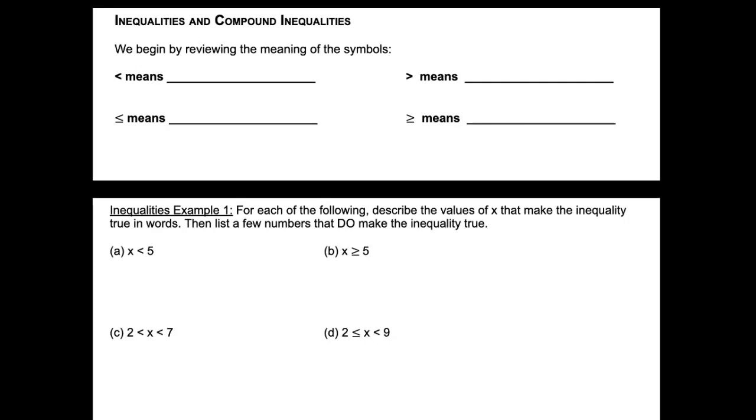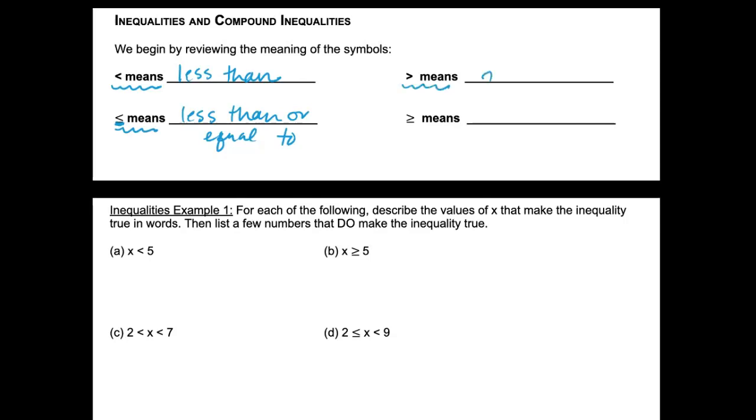Let's talk about inequalities and compound inequalities. And we're going to start by looking at these symbols and doing a review of what they each mean. And so this symbol up here in the top left means less than, not including. This one right here means less than or equal to. So anytime you see that line underneath, you've got the equal to part comes along with it.